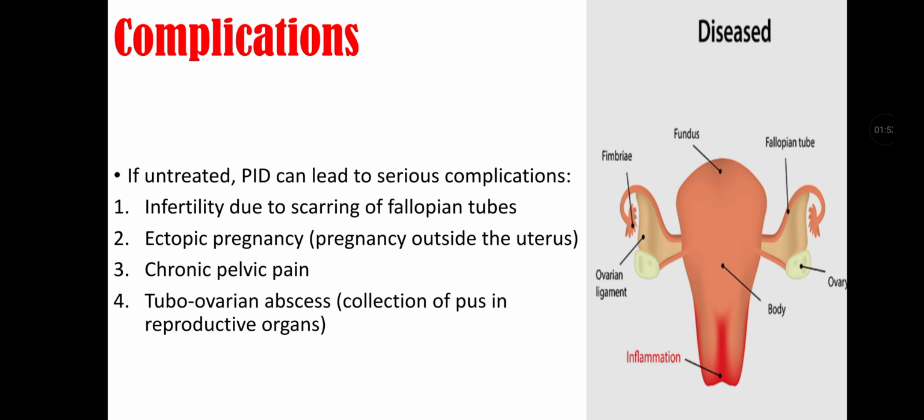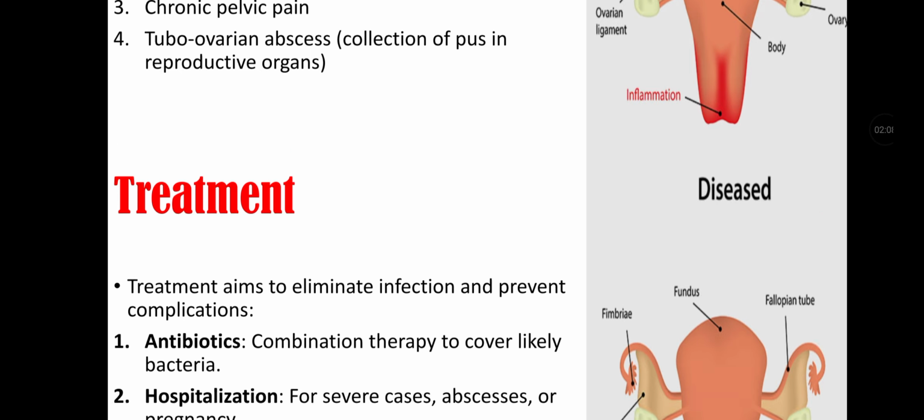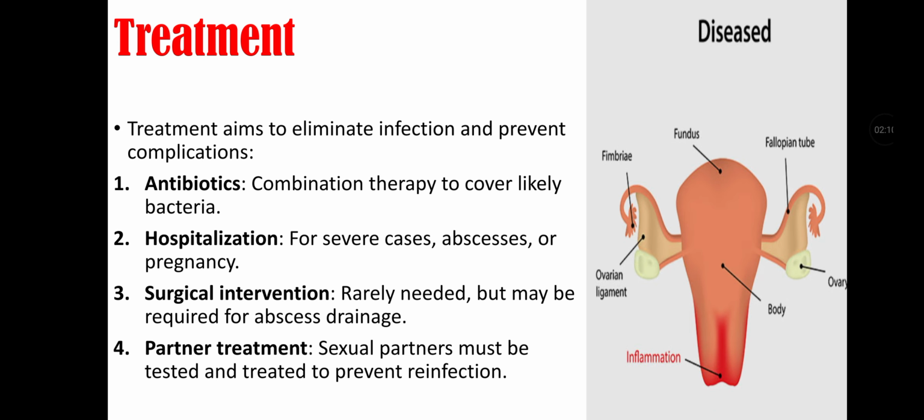Complications. If untreated, pelvic inflammatory disease can lead to serious complications like infertility due to scarring of fallopian tubes, ectopic pregnancy, that is pregnancy outside the uterus, chronic pelvic pain, and tubo-ovarian abscess, that is collection of pus in reproductive organs.